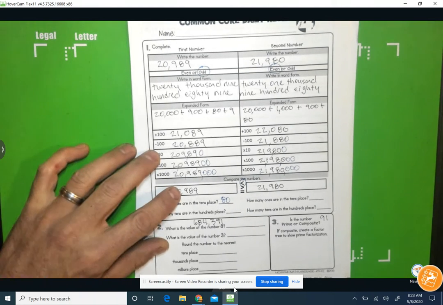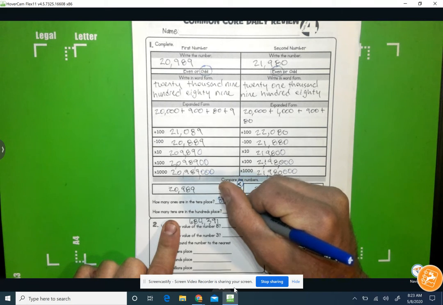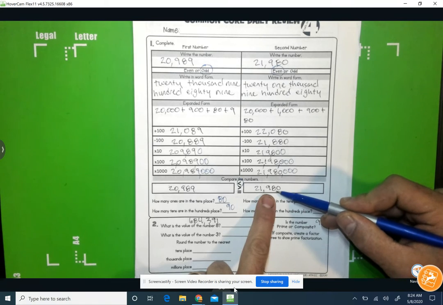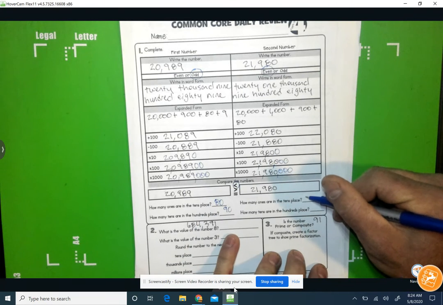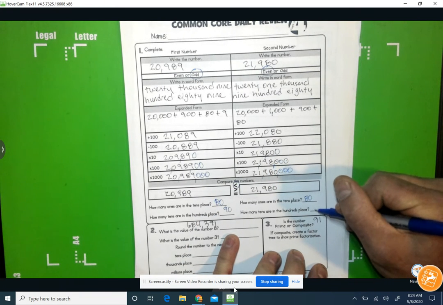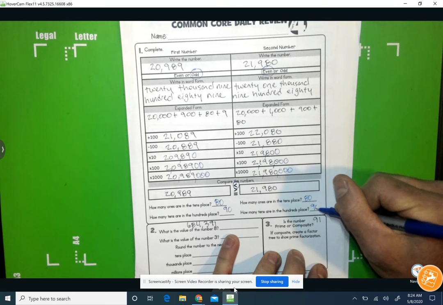How many tens are in the hundreds place? There's a 9 in the hundreds place, and the value of the 9 is 900. How many tens does it take to make 900? Or 10 times what number makes 900? 10 times 90 makes 900. We have the same 2 digits in 21,989 in the tens place and in the hundreds place, so we can simply transfer what we wrote down from 20,989 over to the right-hand side.